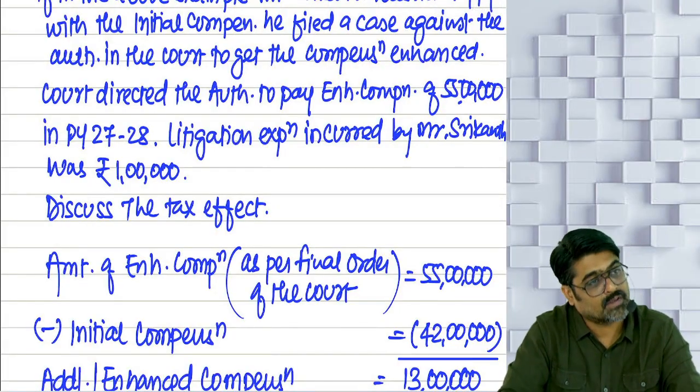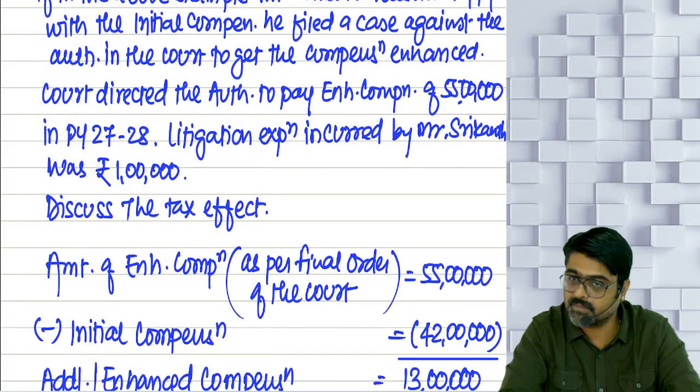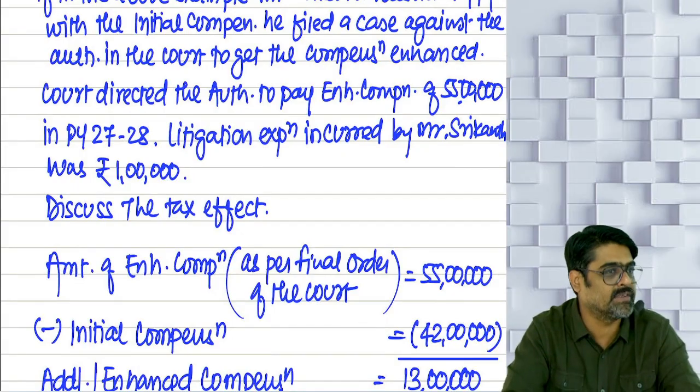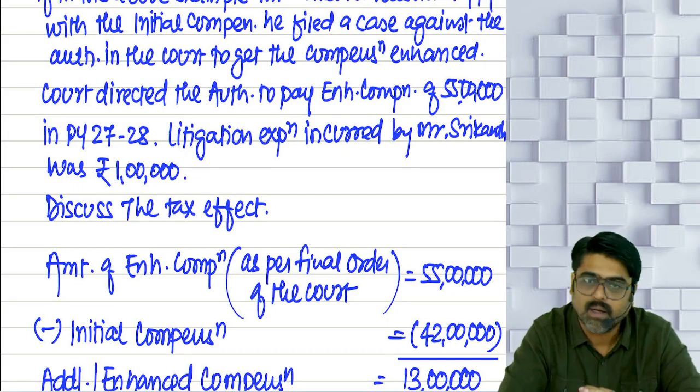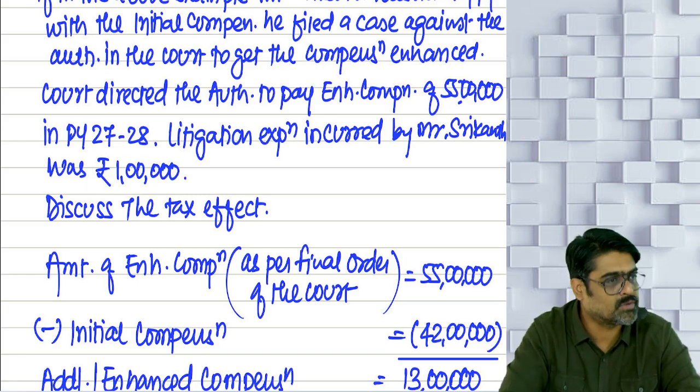But since it was not mentioned in the question that it was a final judgment or interim judgment, it is always considered as final judgment. If interim judgment will be there, they will be specifically mentioned in the question. Understood? Sure, sir? So this is your 45.5 comes to an end.